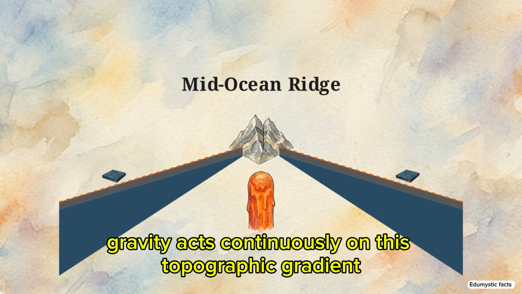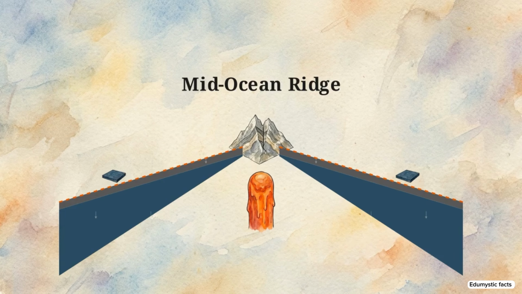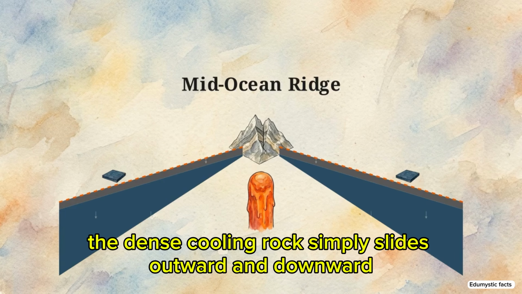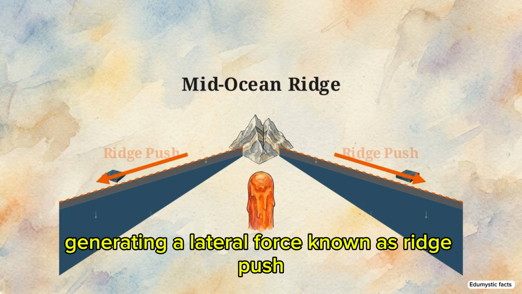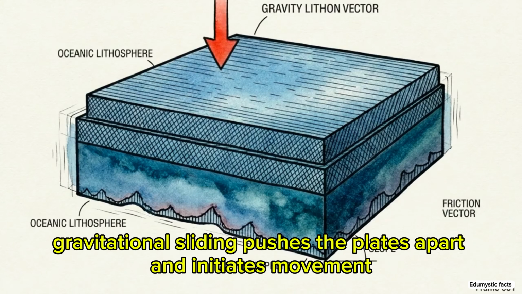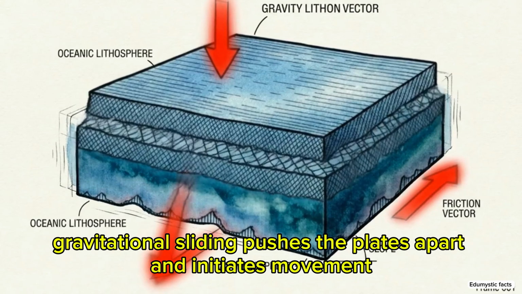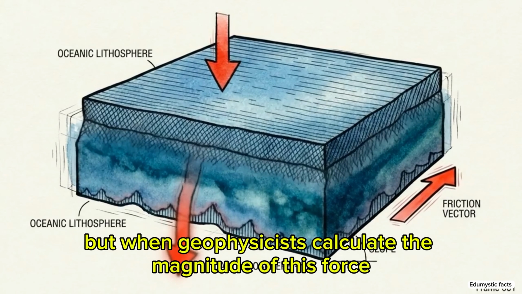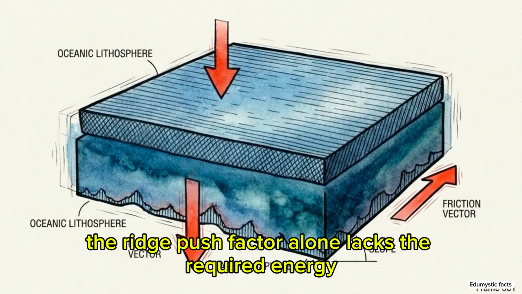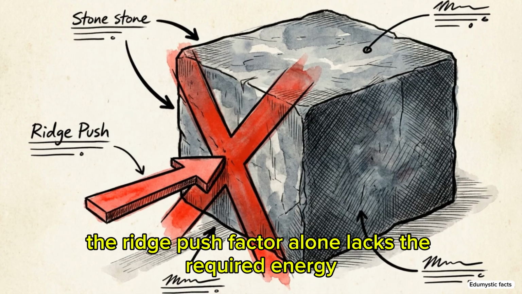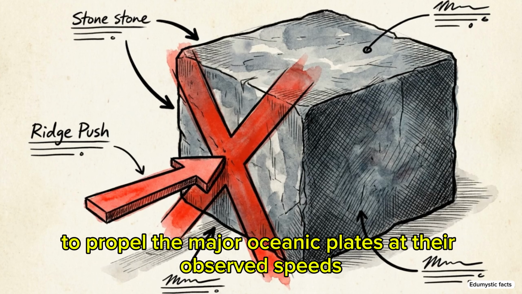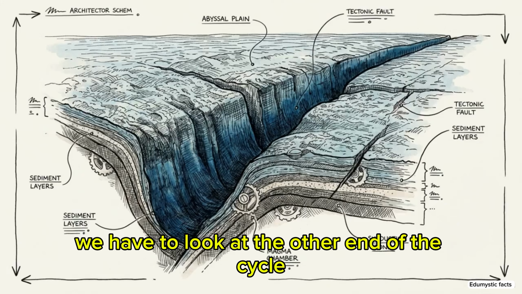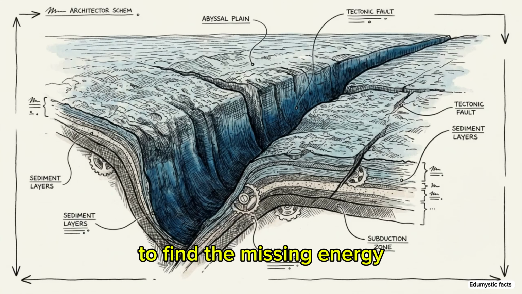Gravity acts continuously on this topographic gradient. The dense, cooling rock simply slides outward and downward, generating a lateral force known as ridge push. Gravitational sliding pushes the plates apart and initiates movement. But when geophysicists calculate the magnitude of this force, the math falls short. The ridge push factor alone lacks the required energy to propel the major oceanic plates at their observed speeds. We have to look at the other end of the cycle to find the missing energy.